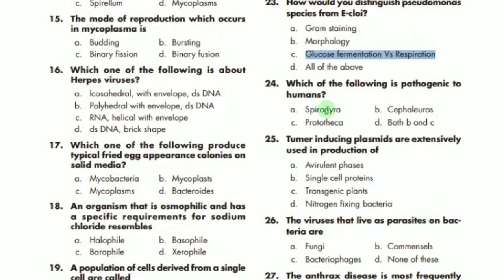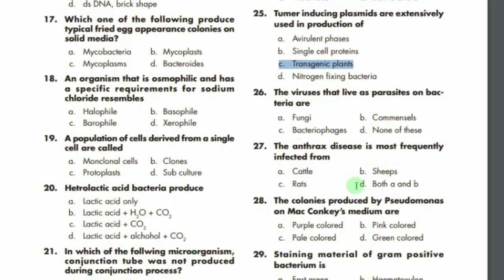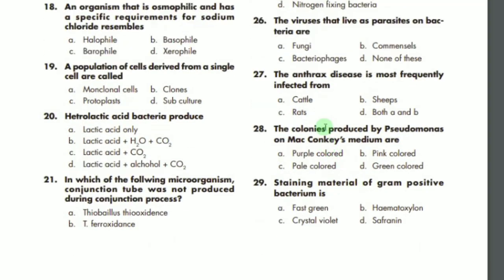MCQs number 24 says that which of the following is pathogenic to human. So pathogenic to human is mostly Proteaceae. C is the correct option. MCQs number 25 says that tumor inducing plasmids are extensively used. So, transgenic plant. C is the correct option. It is mostly used in the transgenic plant. MCQs number 26 says that the virus that lives as a parasite on a bacteria, what do we call it? We mostly call it bacteriophage. C is the correct option.